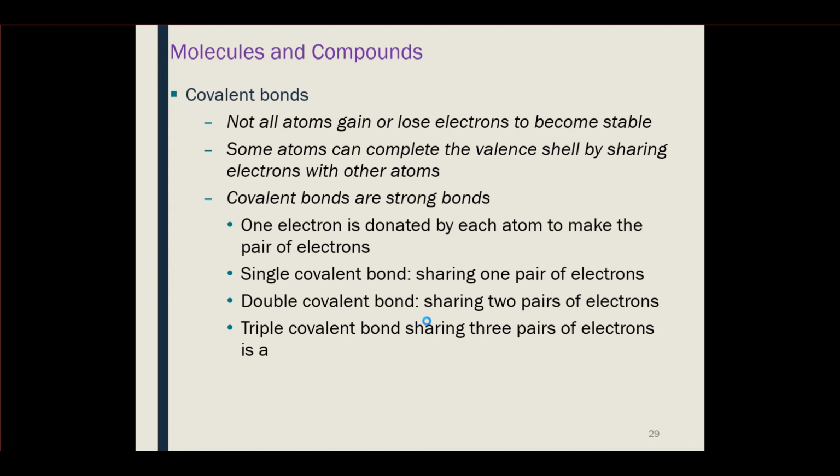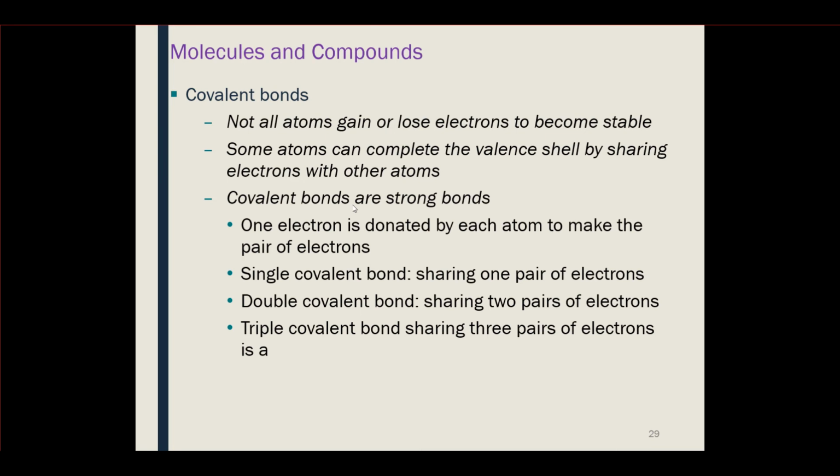Some atoms can complete the valence shell, to get that number of 8, by sharing electrons with other atoms. That's the key with covalent. Highlight right here: sharing. Covalent bonds are the sharing of electrons. We're going to see that covalent bonds are nice, strong bonds, and we have a couple different types.